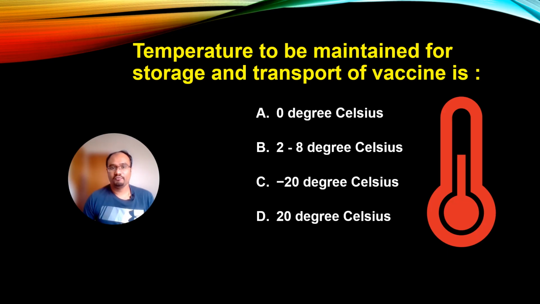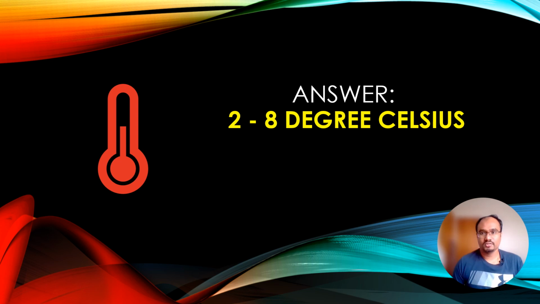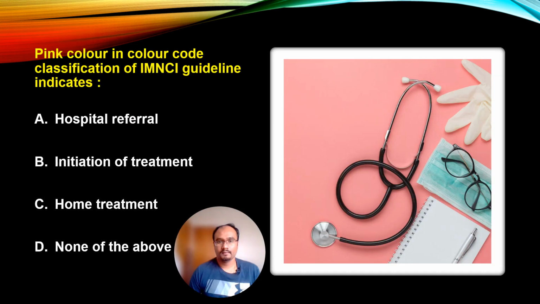Temperature to be maintained for storage and transport of vaccine is. The options are 0 degrees Celsius, 2 to 8 degrees Celsius, minus 20 degrees Celsius, 20 degrees Celsius. And the correct answer is 2 to 8 degrees Celsius. Let us go to the next question.